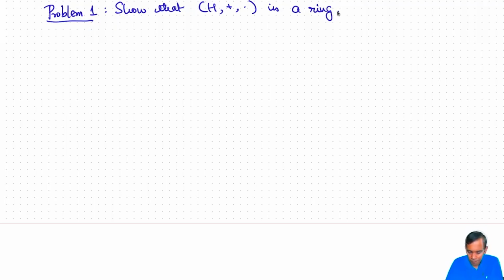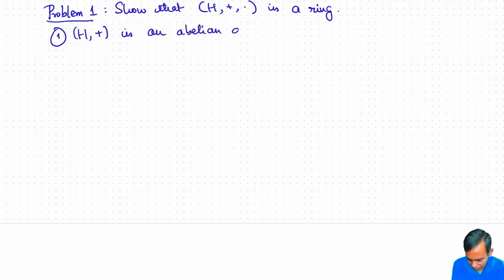So we need to show certain things. We need to show that H, plus is an abelian group, we need to show that H, dot is a monoid. We need to prove associativity, and we need to prove unitality. So let's start with the first. We want to show that H, plus is an abelian group. So why is this true? Do we need to go and check associativity, identity, inverse, and so on? No, we don't need to.